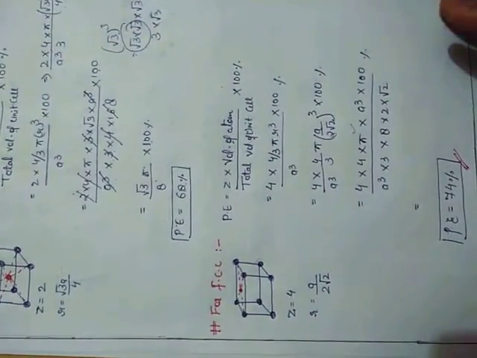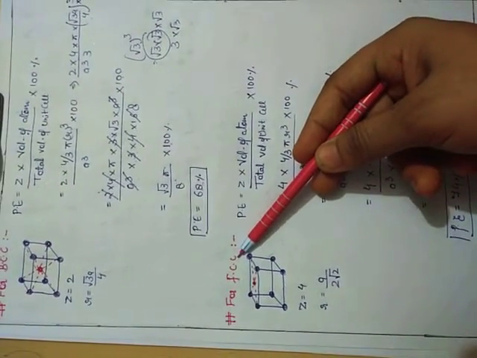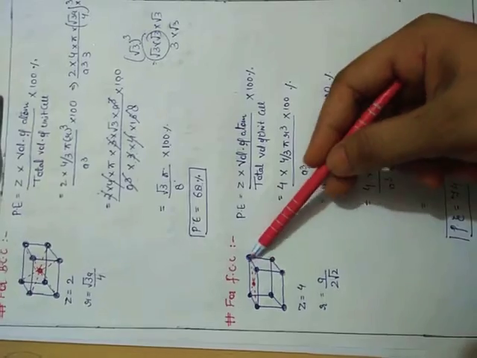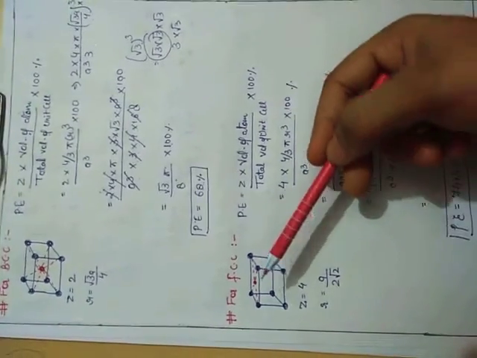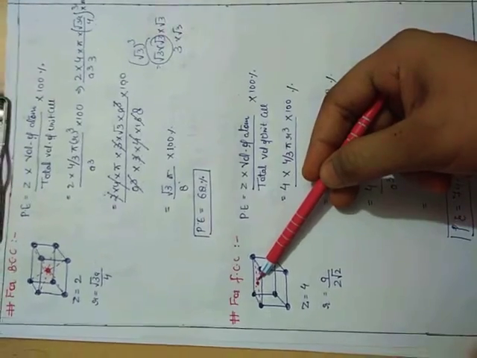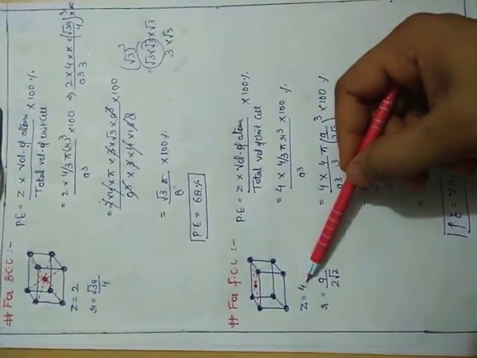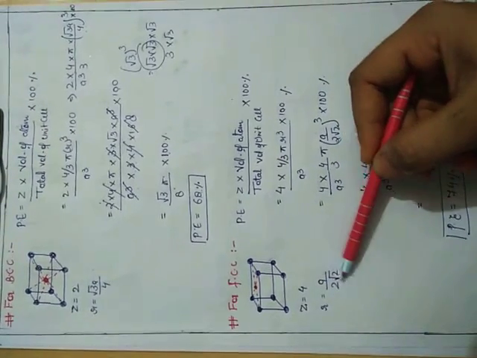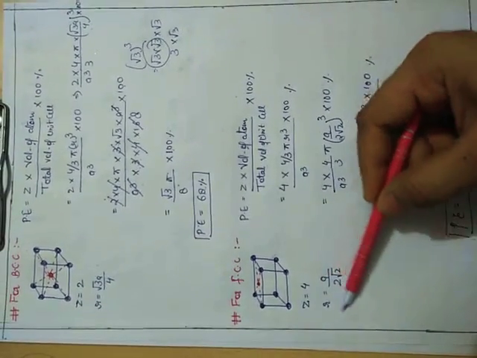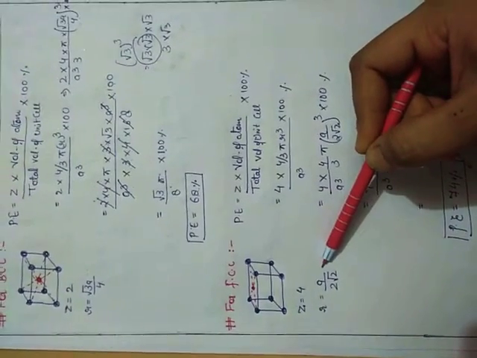Now the last one we will see is the FCC type of arrangement. For FCC, we know that atoms are present at the corners, that is usual, and one atom is present at the center of each face, face centered. So the Z value for FCC arrangement is 4 and the radius is a upon 2√2. Again, if you want to know how this radius has been calculated, please watch the previous video.